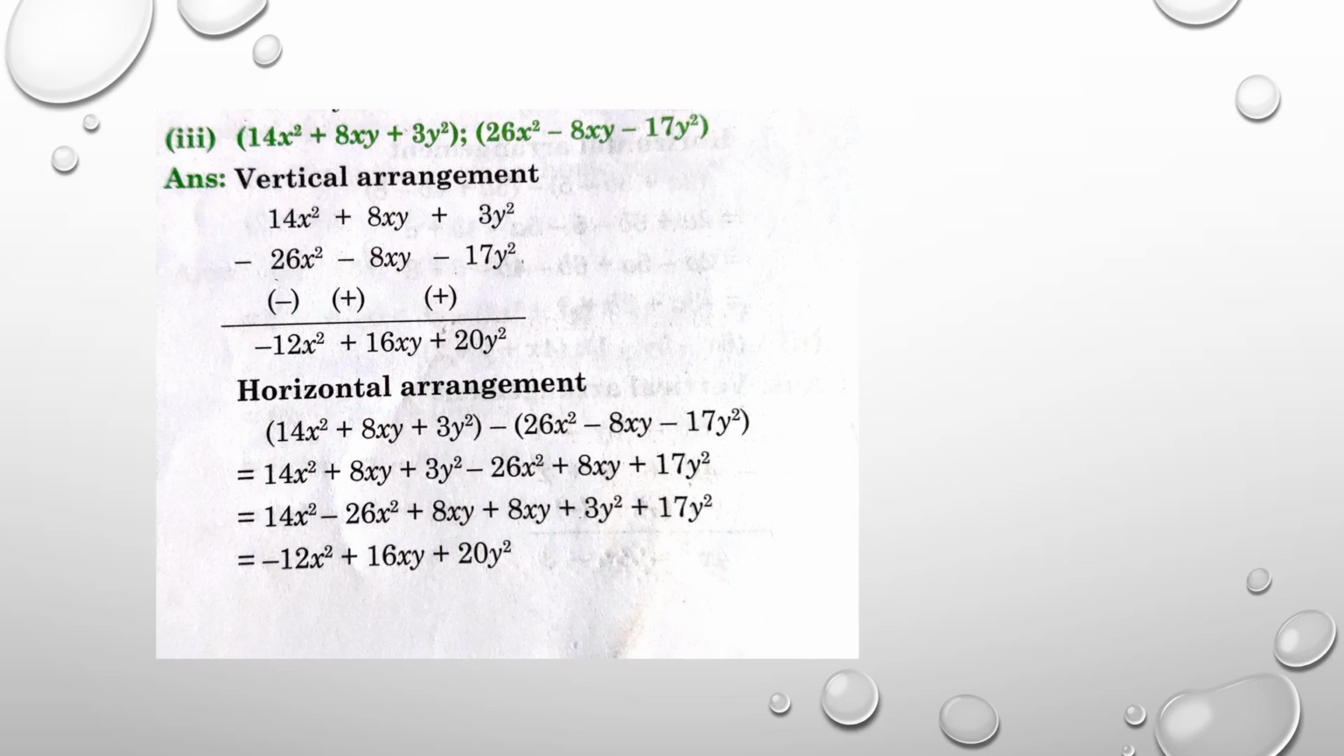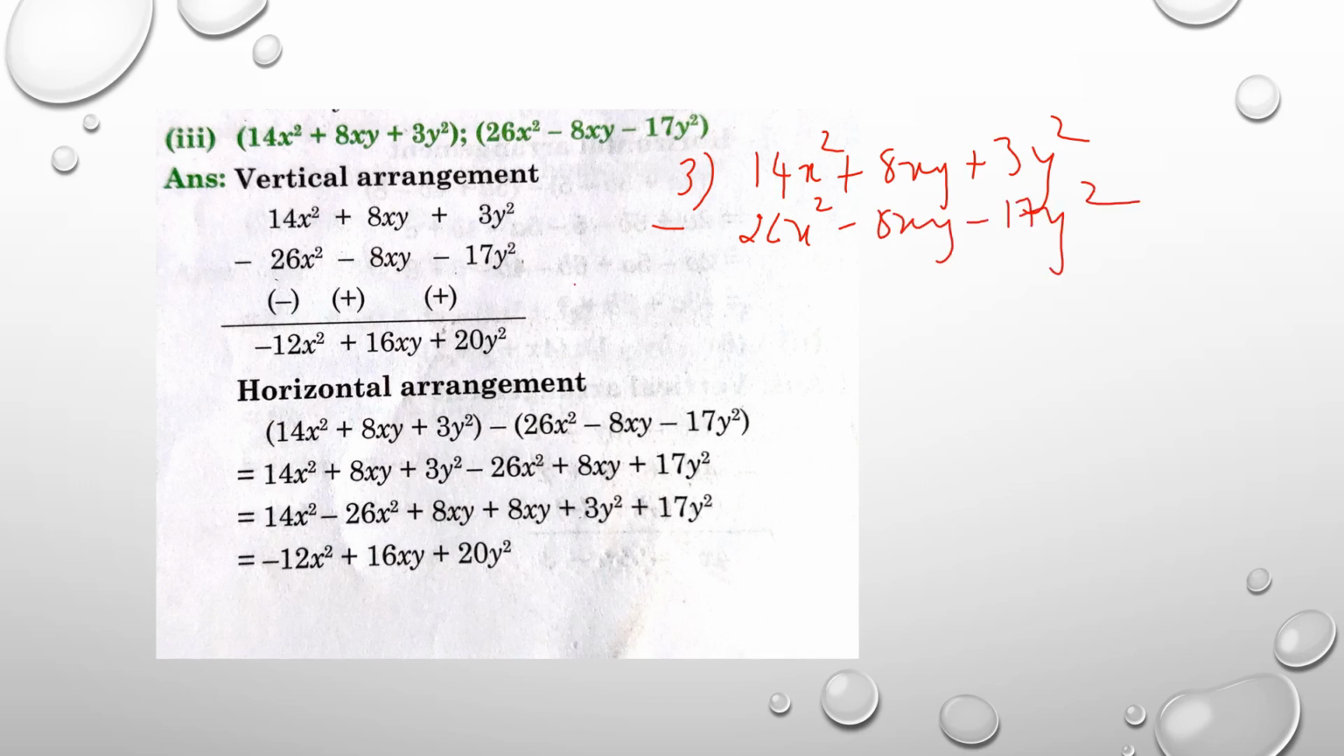Now let's do the third sum. 14x square plus 8xy plus 3y square minus 26x square minus 8xy minus 17y square. Okay, so you are doing subtraction here. So the second expression's signs will change. So your minus is there, so it will become plus. Your minus is there, so here it will become plus. And your plus is there, so it will become minus.